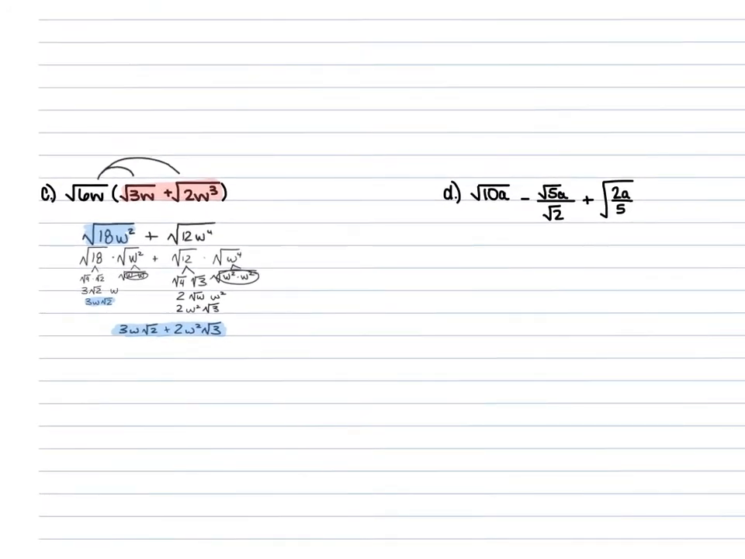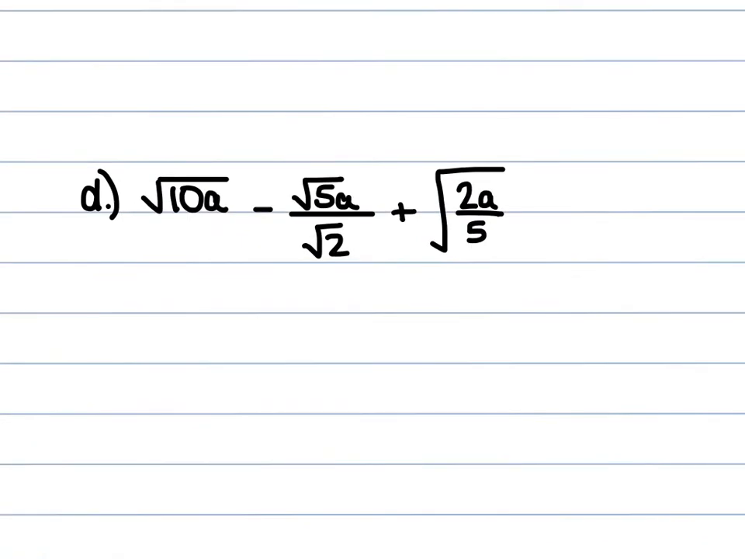Okay, the last one looks very intimidating. It's actually not. It's just, there's 3 separate things, so it takes a little bit of work. Okay, so what I'm going to do is the same things that I've always done. I'm going to go here and I'm going to go, okay, well, I've got this square root of 10a, and I see this 5 square root of 5a over 2, but it's actually this last one that I want to deal with first. What am I going to do with this right here?